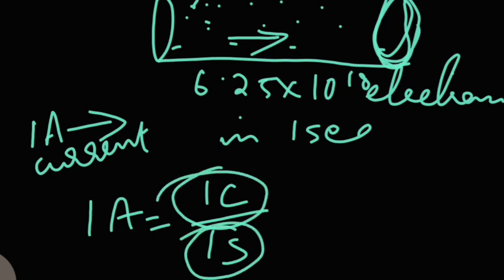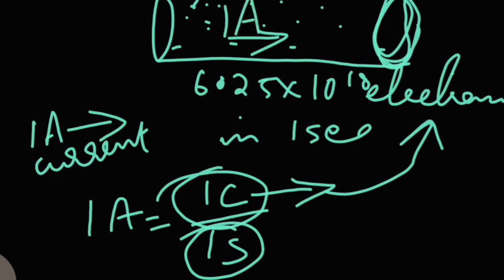So we found that 1 coulomb of charge is the charge possessed by 6.25 into 10 raised to 18 electrons. So if we say that 1 ampere of current is flowing through a conductor, it means that in that conductor we can assume that there are 6.25 into 10 raised to 18 electrons moving in 1 second. Okay, so did you understand?